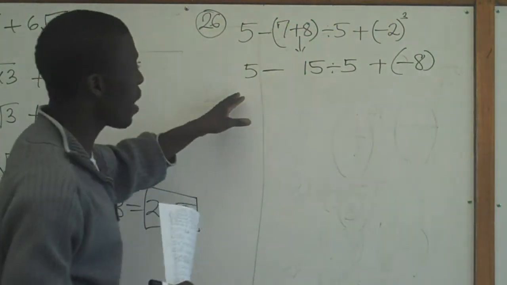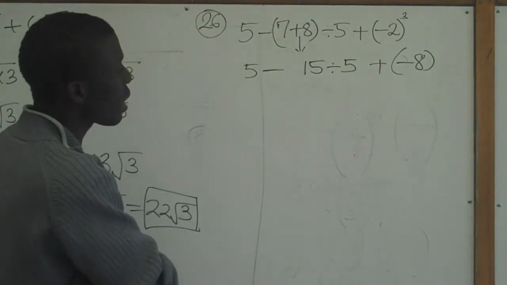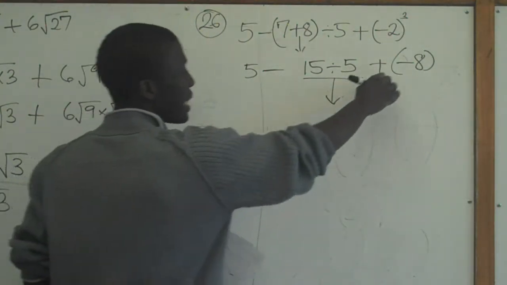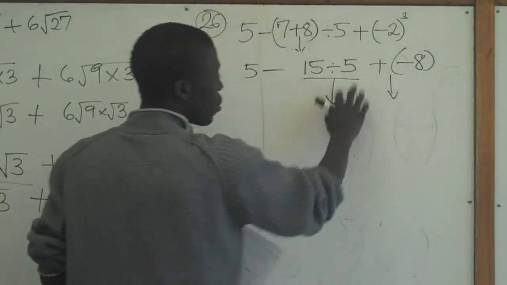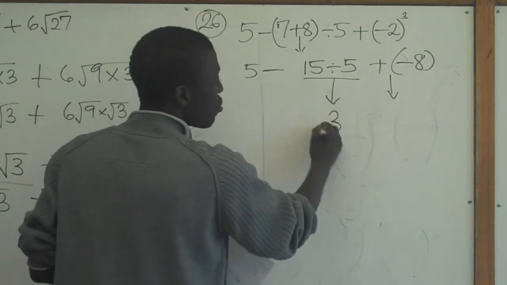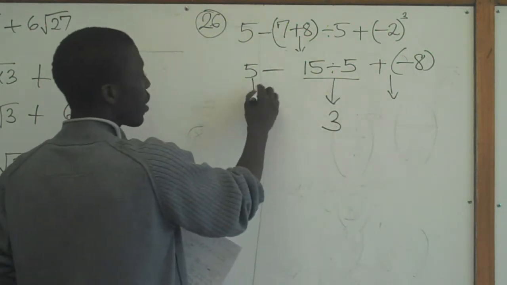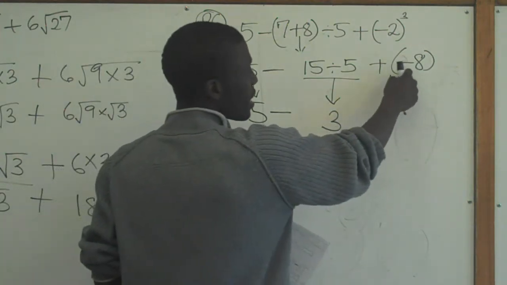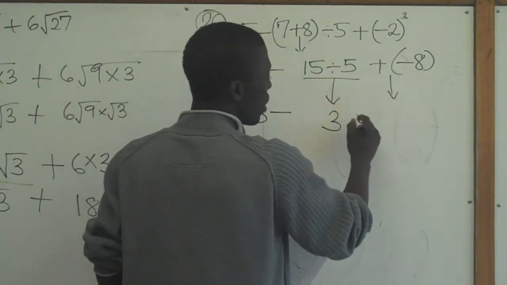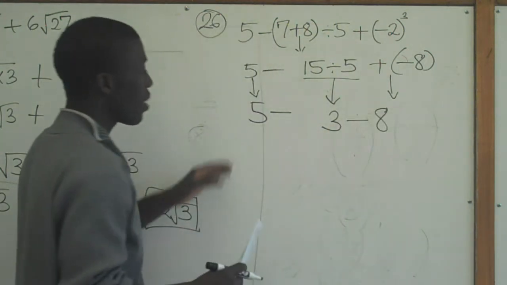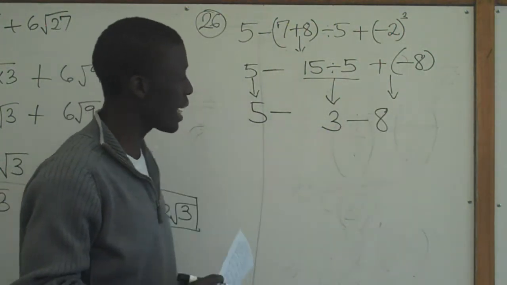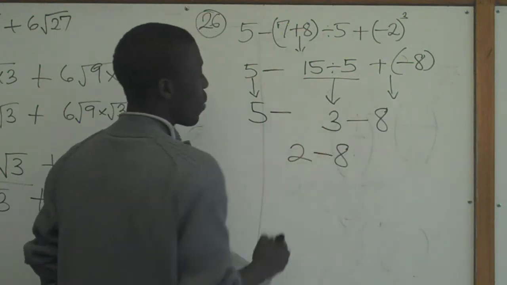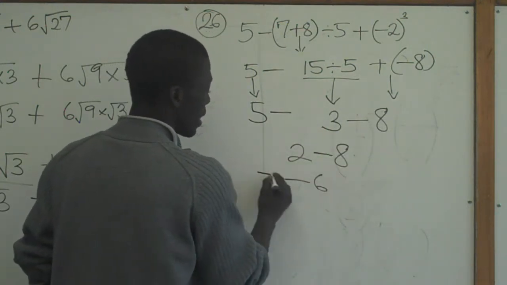And so what happens now is 5 minus 15 divided by 5. You do the division before you do anything else. And this, of course, you also deal with as you go on. So 15 divided by 5 is 3. This 5 that was up there just comes down the way it is. So it's now 5 minus 3, and then this is plus times minus, which I told you earlier becomes a negative 8. So now 5 minus 3 minus 8. 5 minus 3 is 2. 2 minus 8 is all we have left, and 2 minus 8 is negative 6.